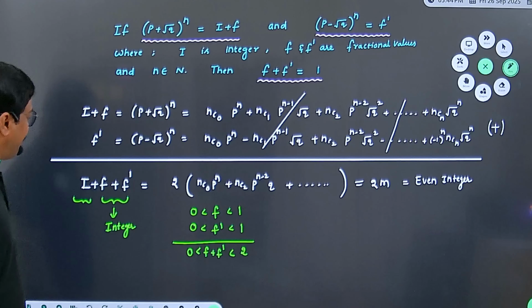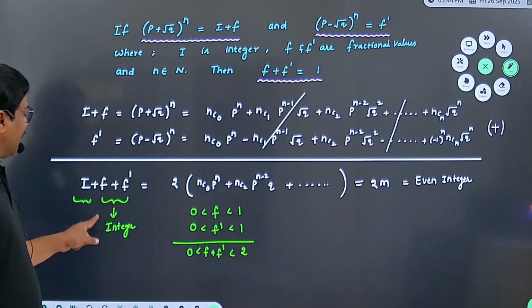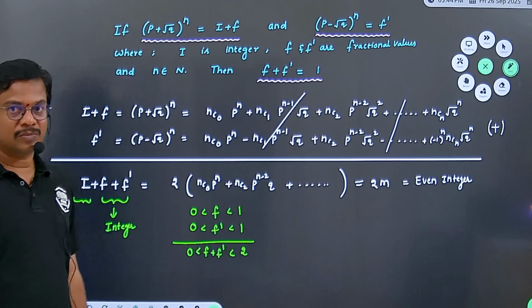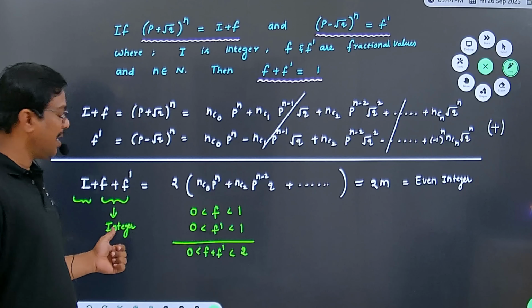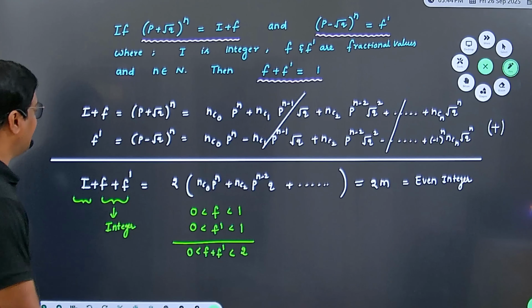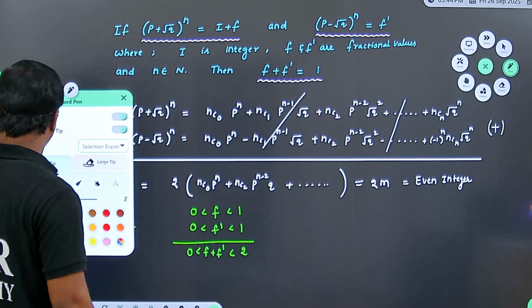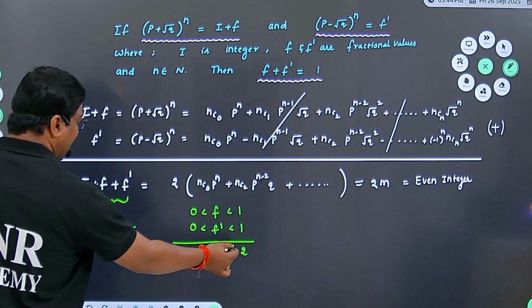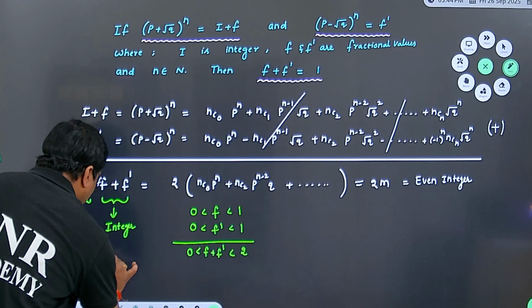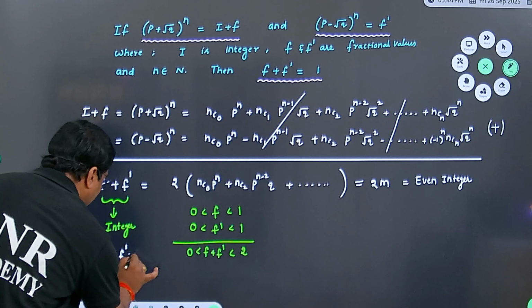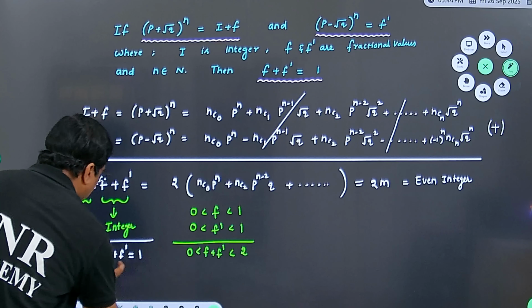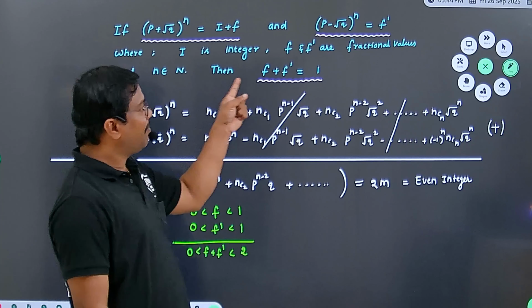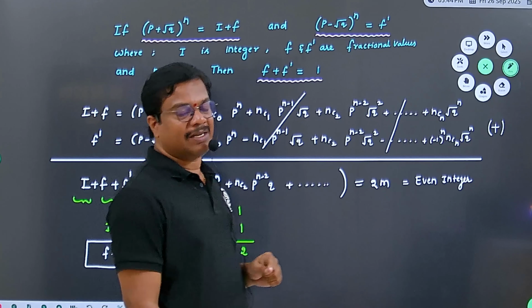And here f plus f dash value is in between 0 to 2. The only integer in between 0 to 2 is 1. So the conclusion I am going to write: the integer quantity in between 0 to 2, I am writing, that is f plus f dash equal to 1. So this is the first result, f plus f dash value becomes 1.